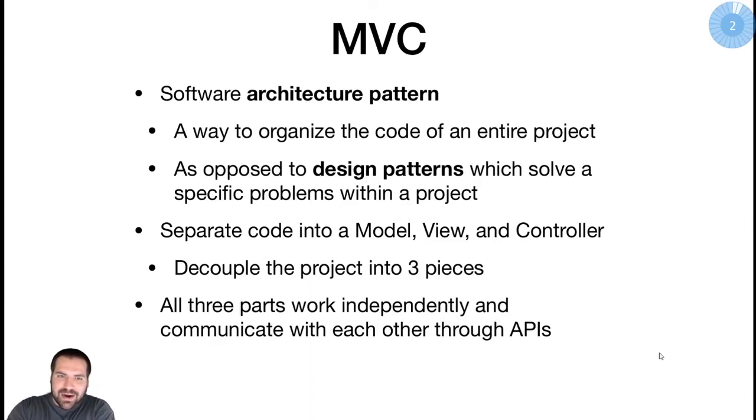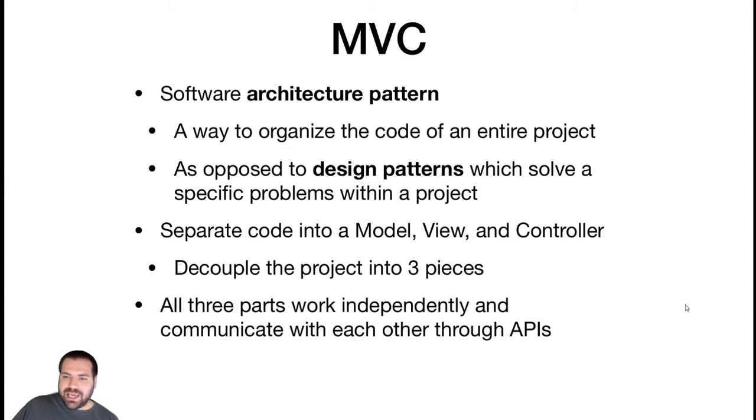So the MVC is an architecture pattern as opposed to a design pattern. You saw the state pattern, which was a design pattern. How do I have this problem in my code? How do I solve this one problem and get this piece of functionality? As opposed to an architecture pattern, MVC is saying, okay, I'm about to write some software. How do I organize the entire project? How do I organize my code into packages, into modules? How do I think about it at that level before actually solving any problems? MVC doesn't solve any coding problems for us. It solves organizational problems for us.